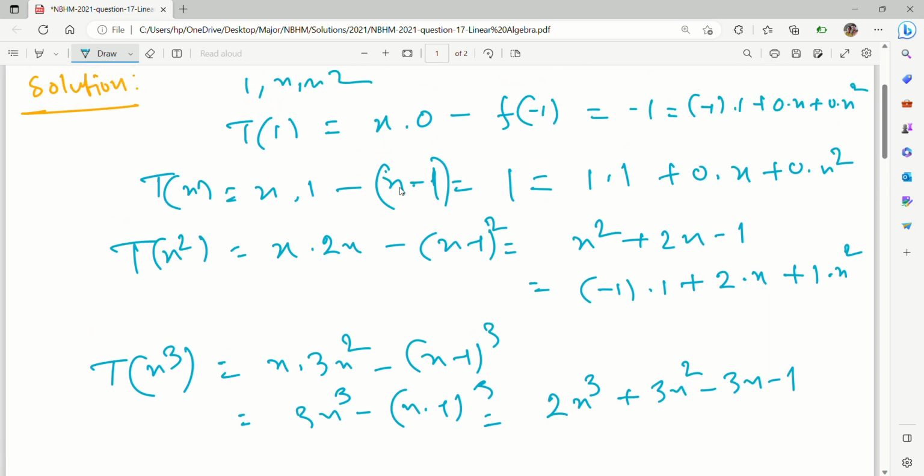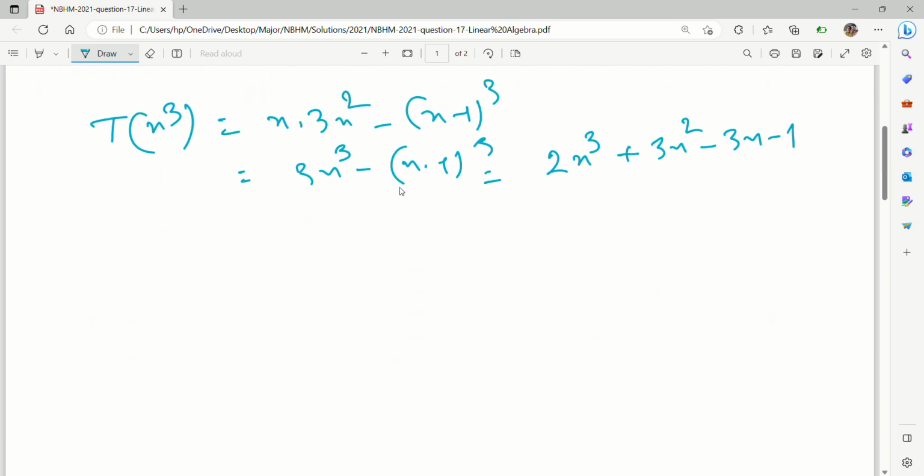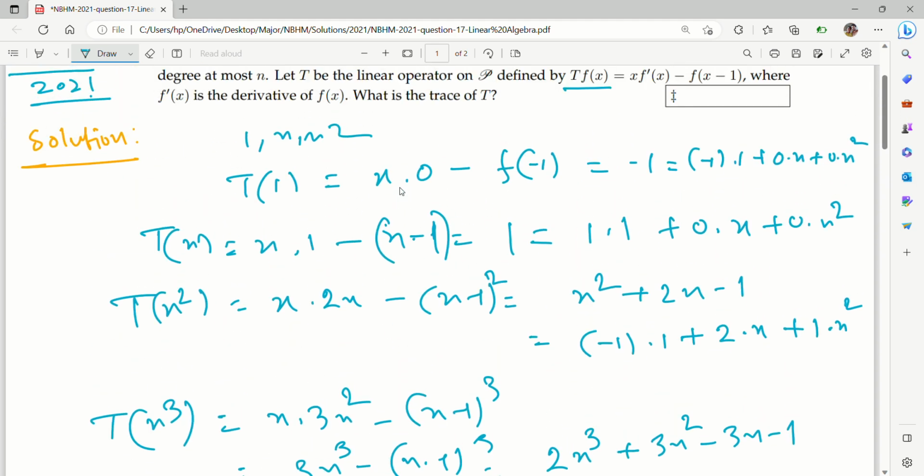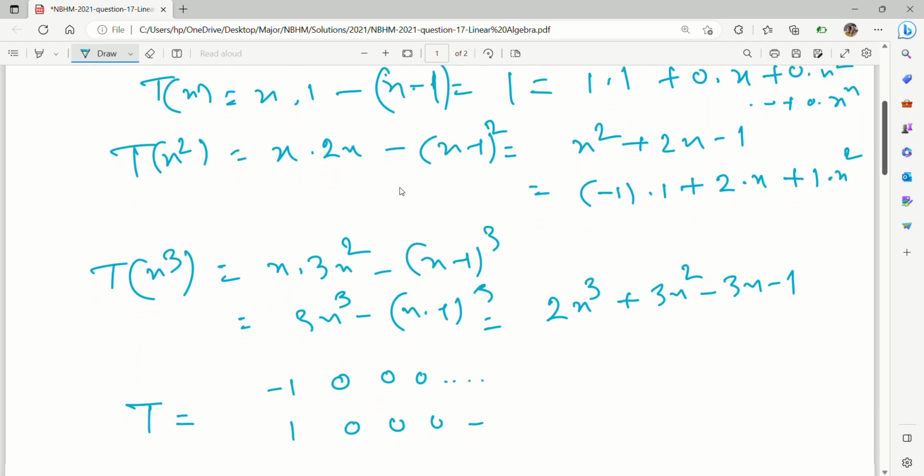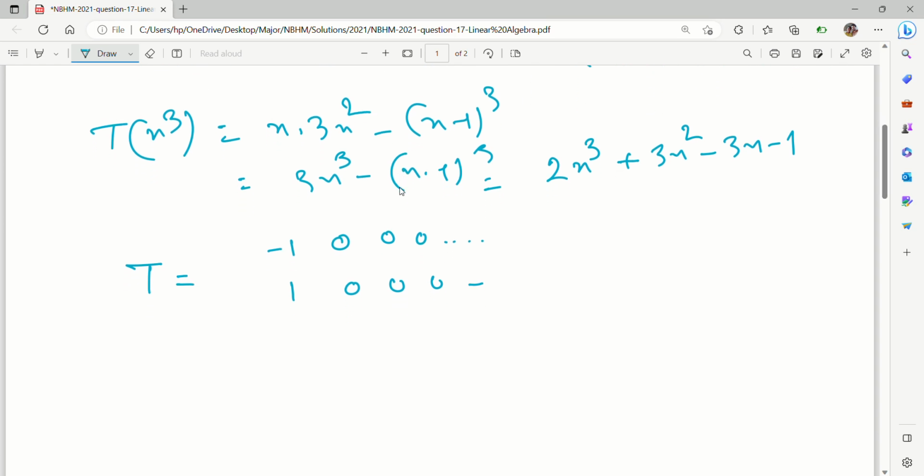So from this we can see the transformation matrix. The transformation T looks like minus 1, 0, 0, 0, then 1, 0, 0, 0. For the higher terms, we can simply write 0 times x power n in all these cases, right? Similarly, we have minus 1, 2, 1, and minus 1, minus 3, 3, 2.